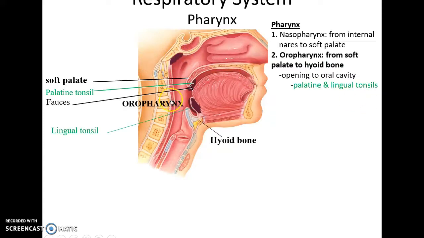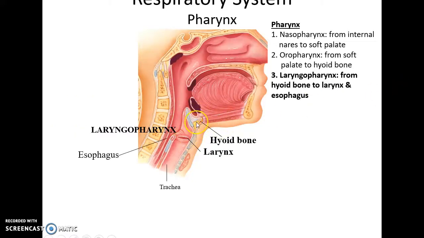After that is the oral pharynx. The oral pharynx is directly posterior to the oral cavity. It includes in its area the palatine and lingual tonsils. And it goes down to approximately where the hyoid bone is. And then finally the laryngopharynx, which goes from about where the hyoid bone is down to just above the esophagus and larynx.